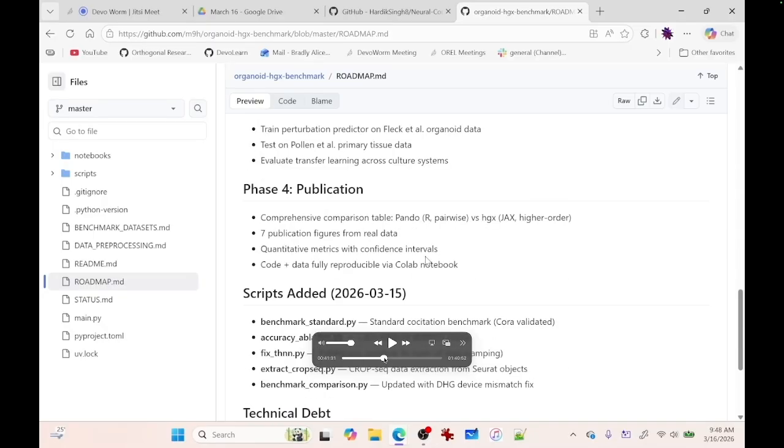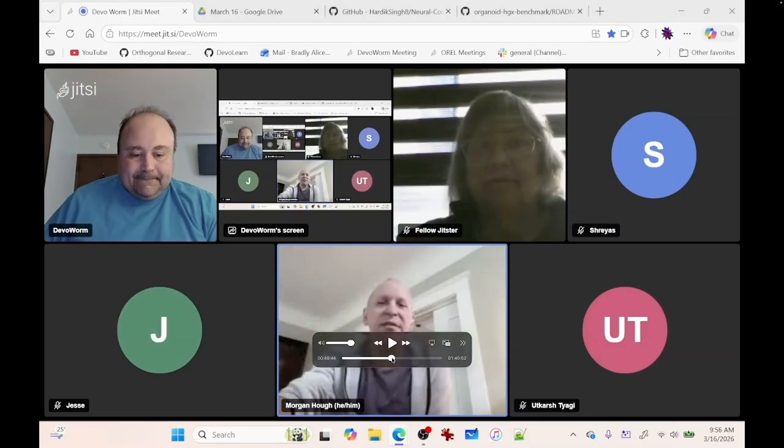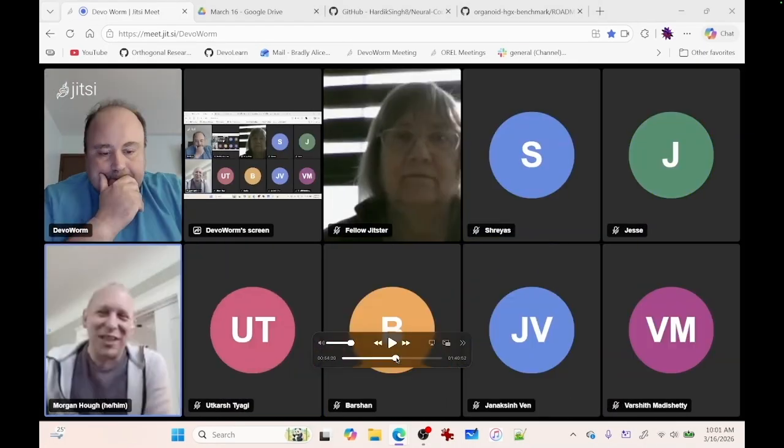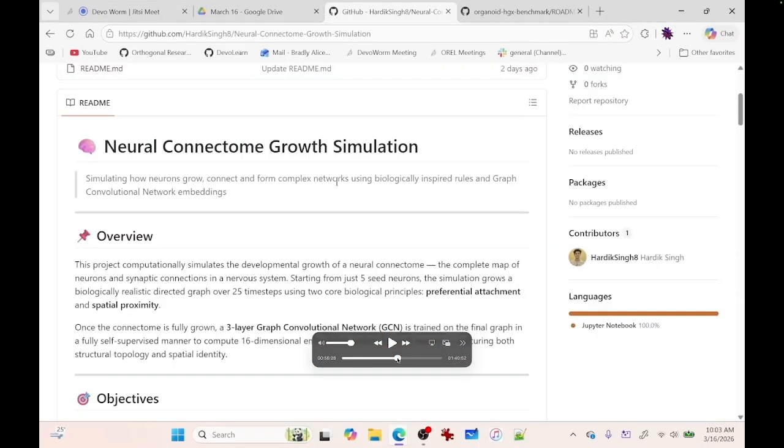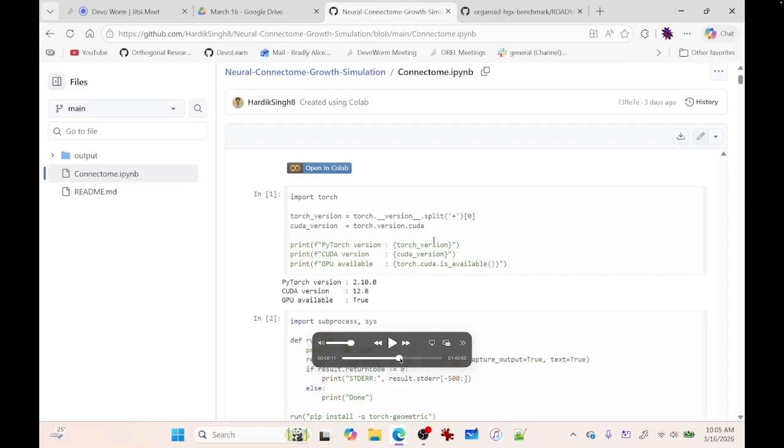So that was Morgan, and then Susan presented her work. Actually, I did talk about someone else's repo here, Hardik Singh, who did neural connectome growth simulation. So we talked a little bit about that.